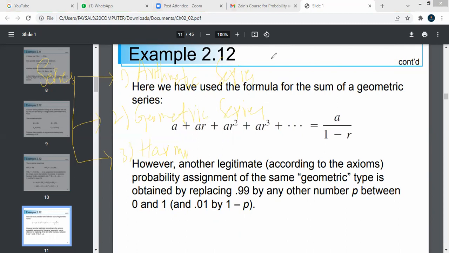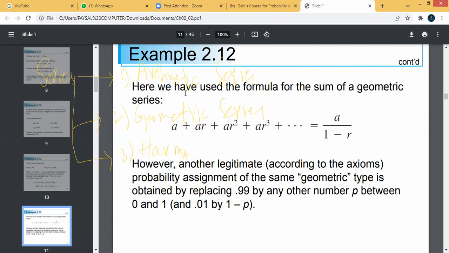This is my geometric series as given. My mouse is not working. Sorry, Zen. Give me 1 second. It is not working. Give me 1 second, please. Not working. Then my anode is not working. Okay.